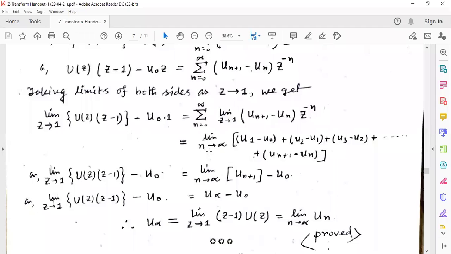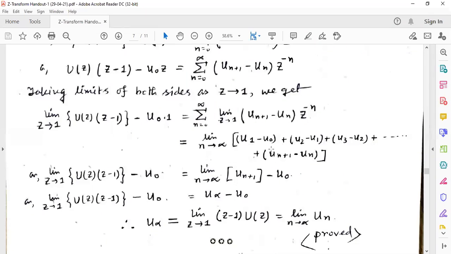As limit z tends to 1, we are putting z equal to 1 here, so no z is occurring here. Only here it will be occurring limit n tending to infinity. Now here after putting the limit we got this. Now here n equal to 0 to infinity, so we can write down that limit n tending to infinity u1 minus u0 plus u2 minus u1. Now look at here, if we find out all those things, then the left hand side will be limit z tends to 1 Uz into z minus 1 minus u0 is equal to limit n tends to infinity un plus 1 minus u0, isn't it?